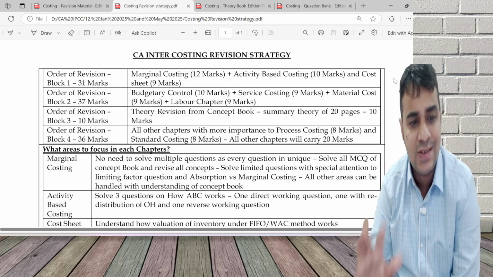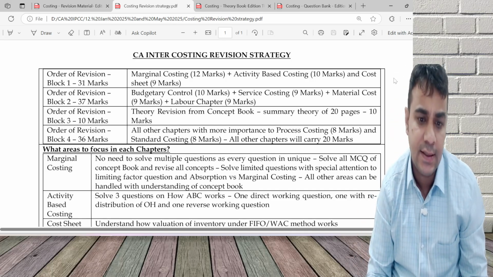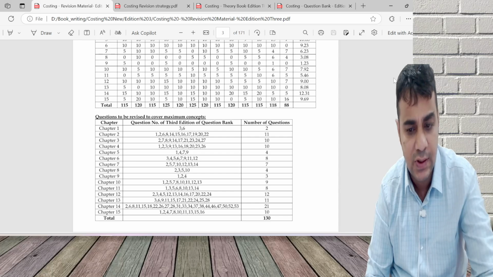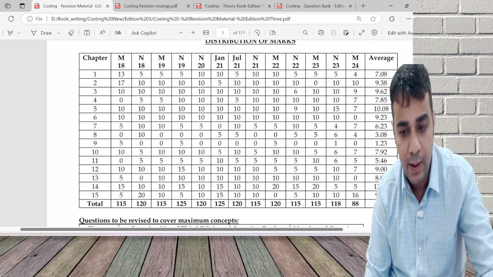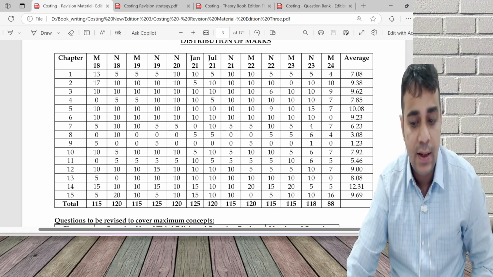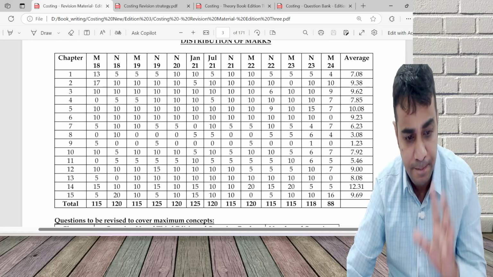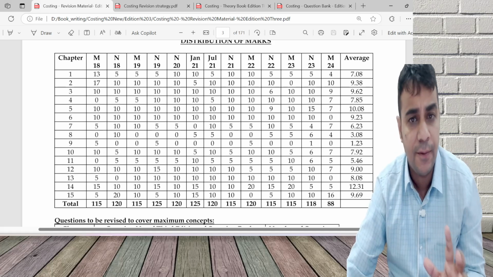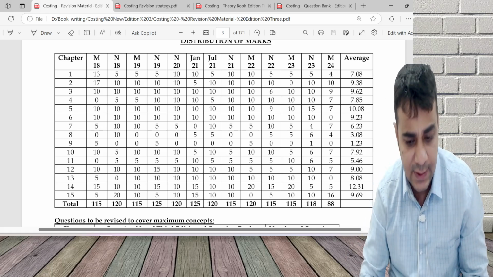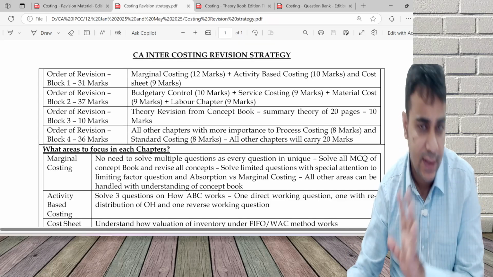This is past data, and I'll share the link with you. My material is there. If you see, this is the data. The chapter-wise historical breakup is presented here, from chapter 1 till chapter 15. I have taken this historical data breakup as a base for this analysis.